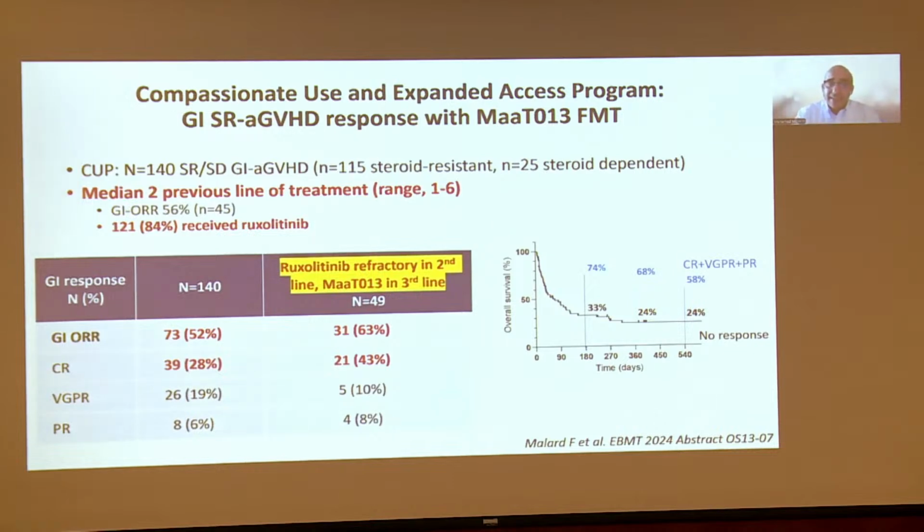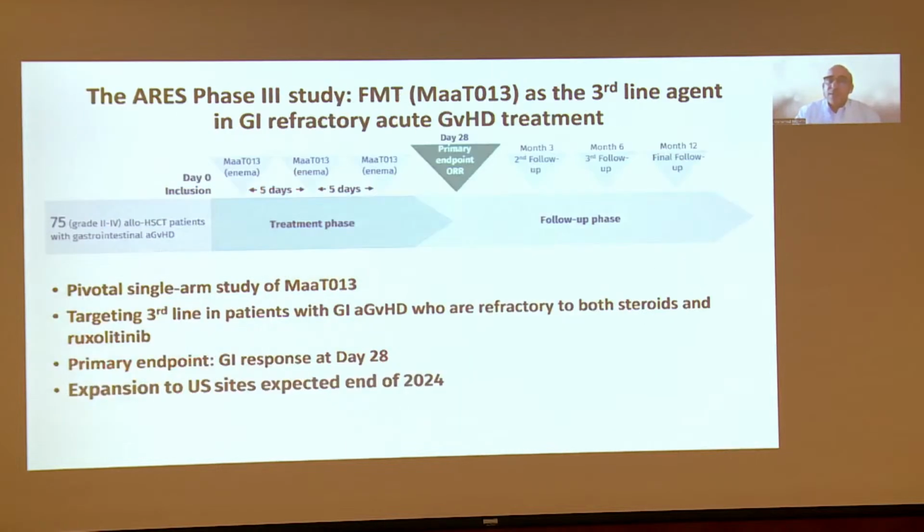And again, we have a very nice overall response. And the majority of responses are CR and VGPR. And actually, the outcome of those patients who achieve CR, VGPR, or PR is going to be improved. We have 58% overall survival at 1 year and a half. And currently, we are running a registration trial in this population, and hopefully we'll get these results in a few months.